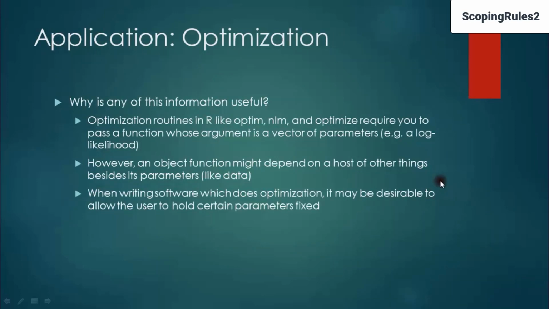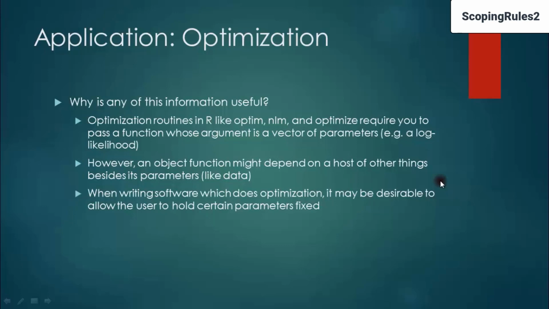So what are the applications of this lexical scoping? The first thing that comes into anyone's mind is optimization. So why is any of this information useful? Optimization routines in R, like optim, nlm, and optimize, require you to pass a function whose argument is a vector of parameters. Example, a log likelihood.